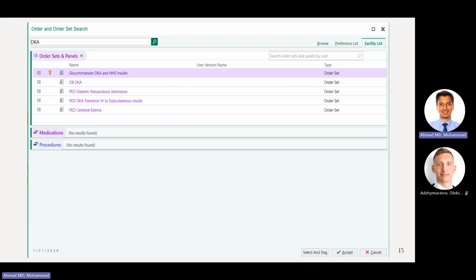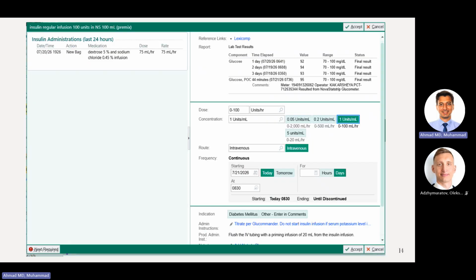Oh yeah, this is just to be complete. I was saying if you're going to put in the insulin drip, oh yeah, I heard it. So you just type in DKA, that's what I do. So it's common sense. So Blue Commander, that's the first order there. It will be a whole order set. A lot of things will be selected here. But really, this is just the insulin part.